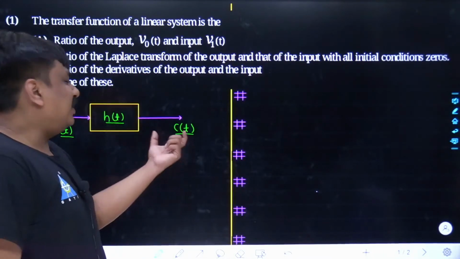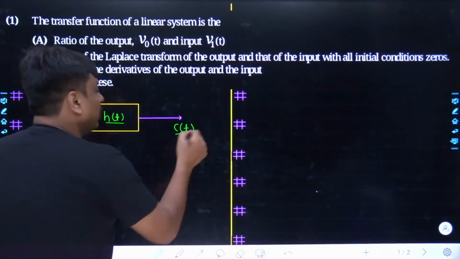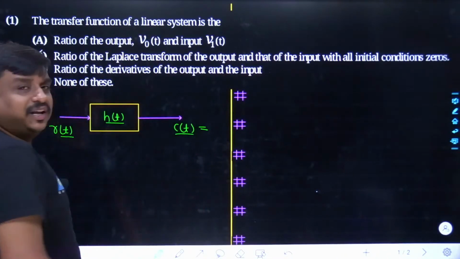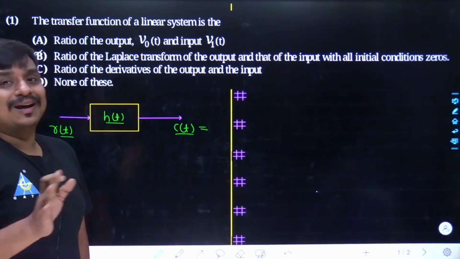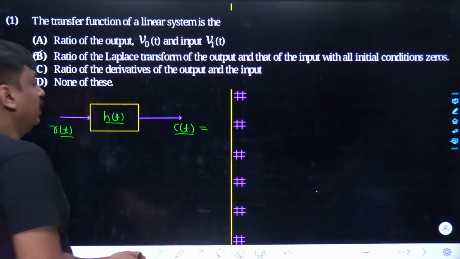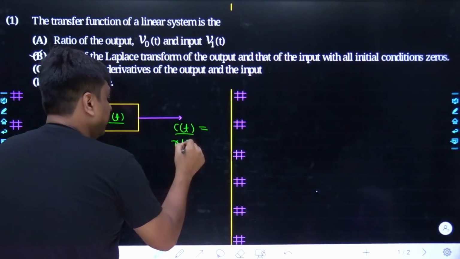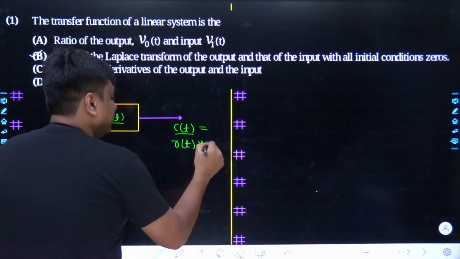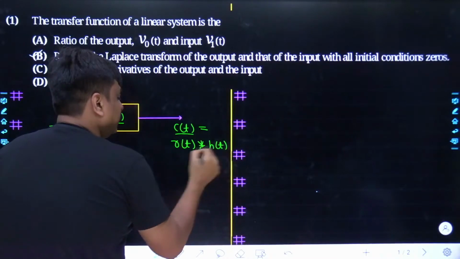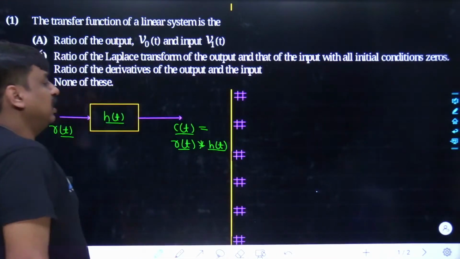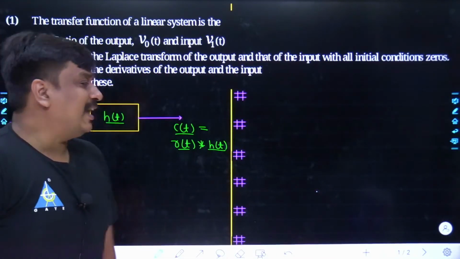Do you know what the value of C of t would be? C of t is not simply the multiplication of R of t and h of t. Anyway, we would understand this concept in the case of signals and systems. It is the convolution between the input and the system behavior with respect to time, how it changes.